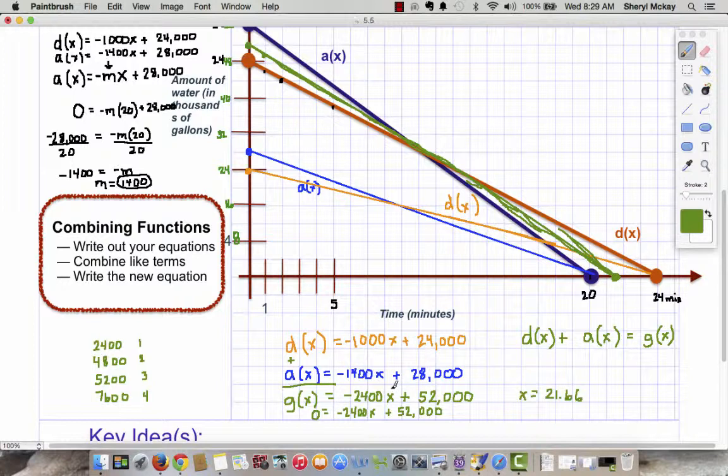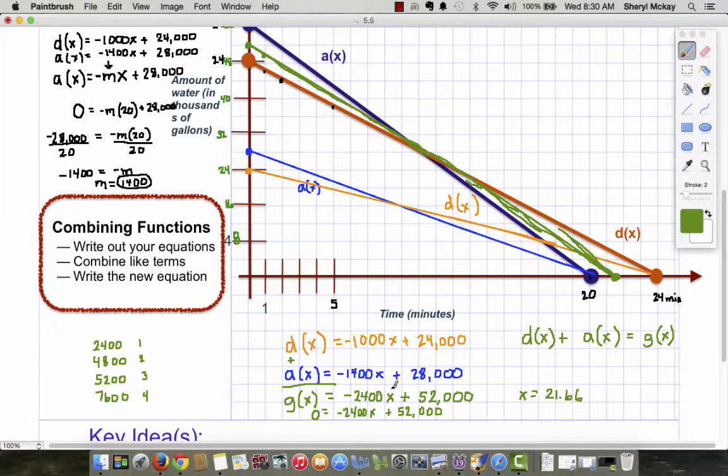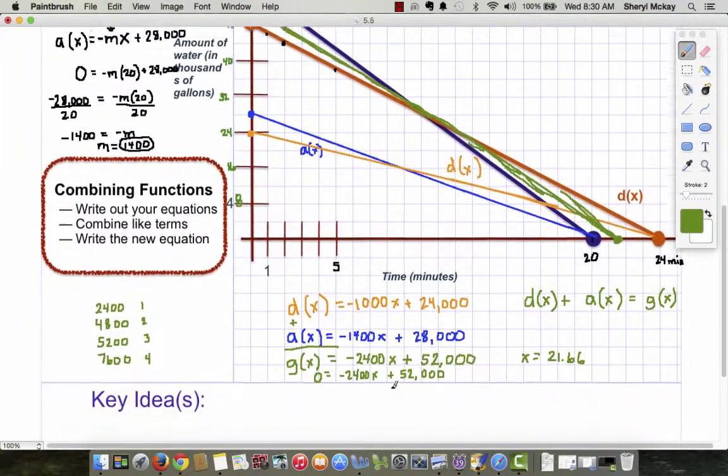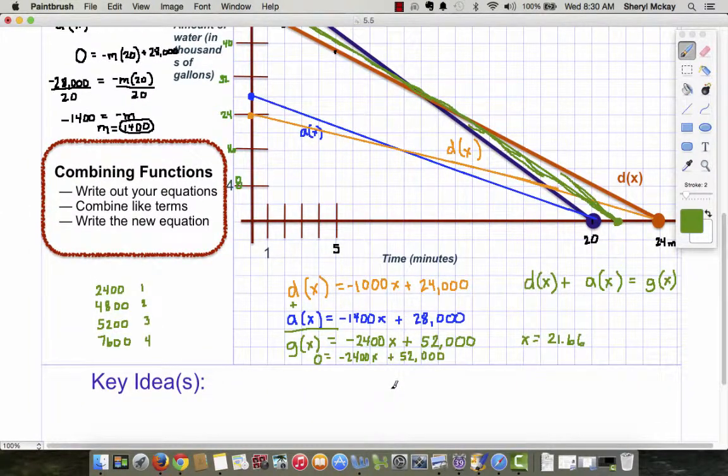So that was kind of a long explanation, but I wanted you to see how we could take a problem and actually combine the two functions. So not only being able to graph it, but also being able to do it algebraically as well, all right? So when you're going to combine functions, just things to remember, it's probably the easiest if you write out your equation. So if you have a story problem or a context, see if you can turn that context into an equation. And then if you're going to combine it with another context, turn that into an equation.